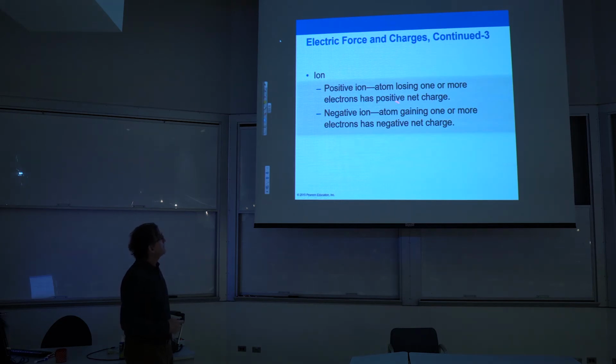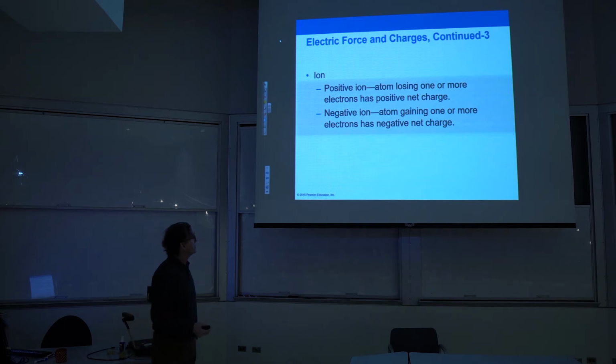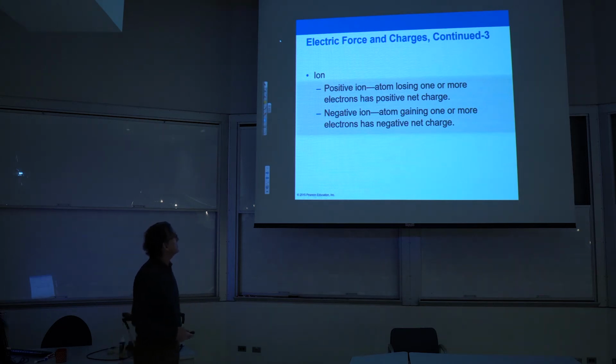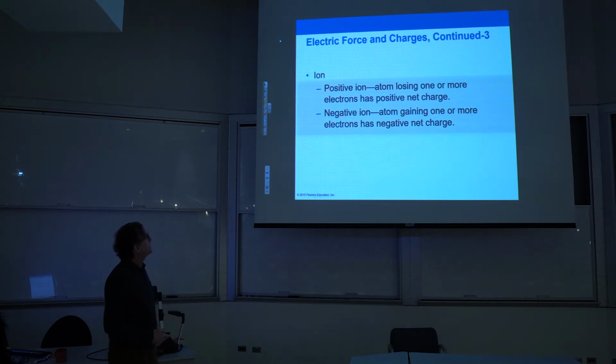And if, on the other hand, an atom is able to gain 1 more electron in its orbit around the nucleus, then it becomes a negative ion. And those are the 2 types that we have. So an atom which has lost an electron becomes a positive ion, and one that has gained an extra electron or more becomes a negative ion.